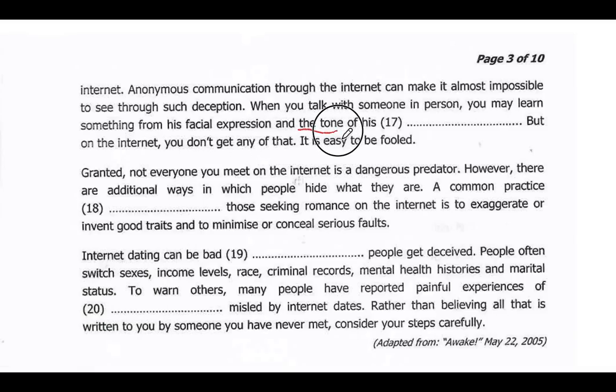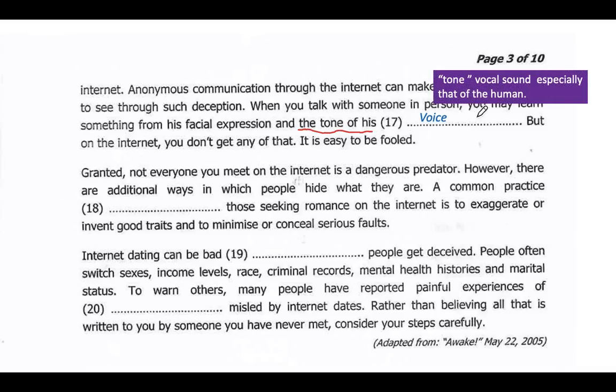So the tone is of the person. Okay, so which part of the tone? A tone basically is produced in the voice. The tone is in the voice. So when answering here, you look at the meaning of the tone. The word tone implies the voice. Okay, so the tone of his voice. So there we can apply the word voice. If you look at it, tone is the vocal sound, especially that of the human.